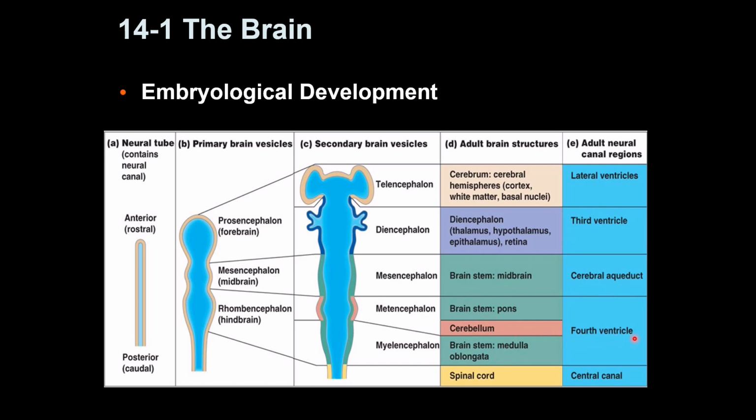So as you can see, there is a third ventricle and fourth ventricle. There is no first and second ventricle because the lateral ventricles, there's two of them. So first and second are the lateral ventricles. And the rest of the neural tube continues as the spinal cord, and inside the spinal cord there is a central canal, a small, long cavity in the middle of the spinal cord, and that is the central canal.